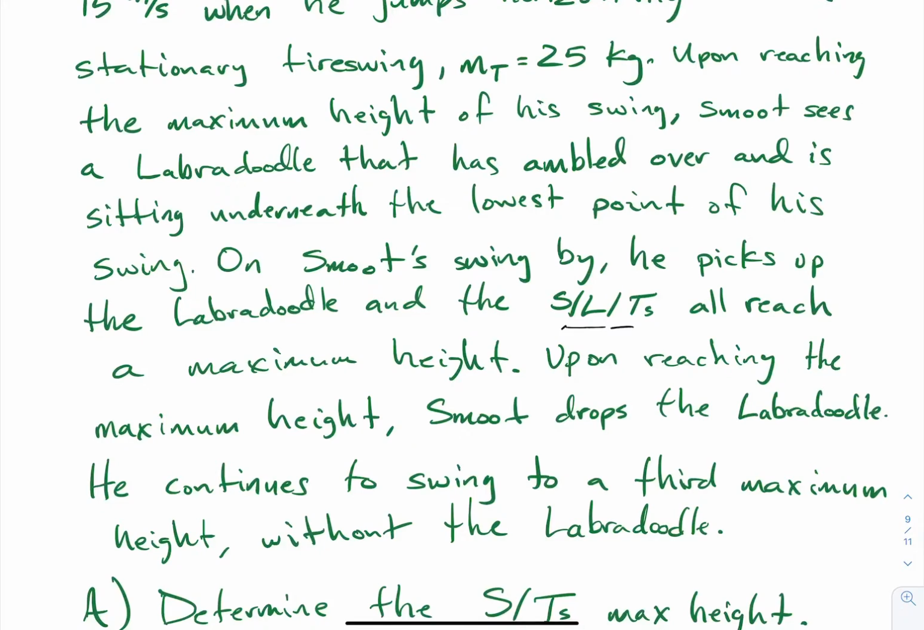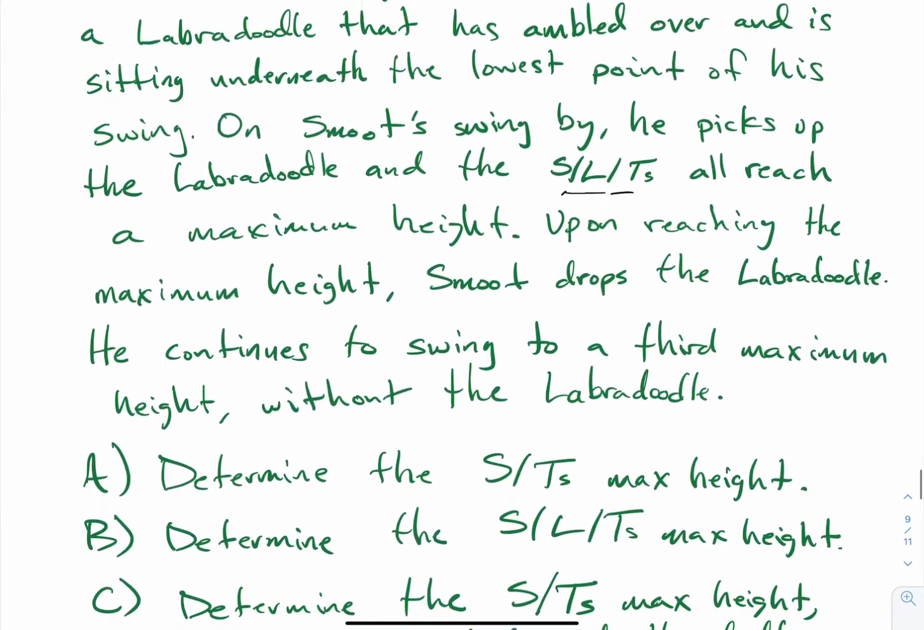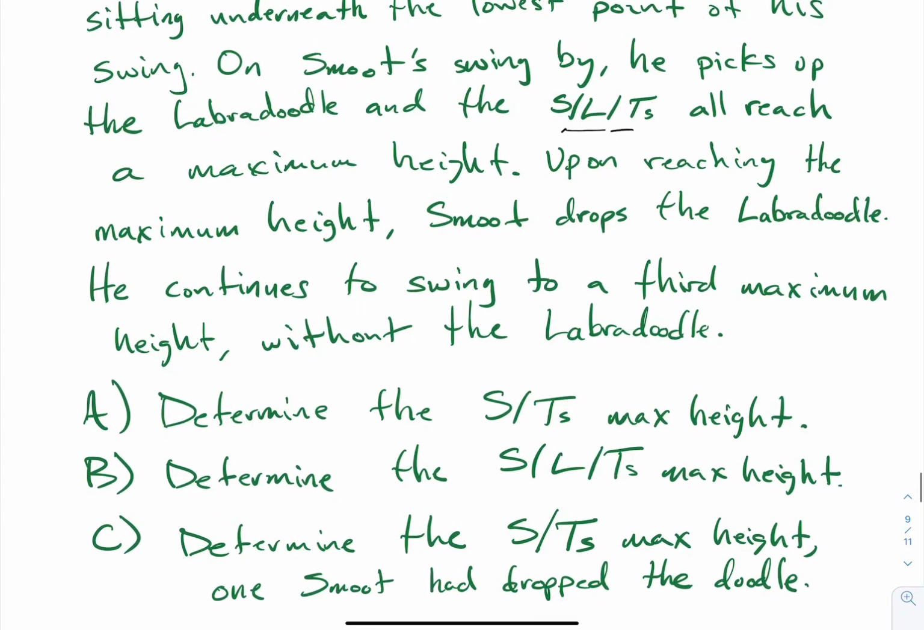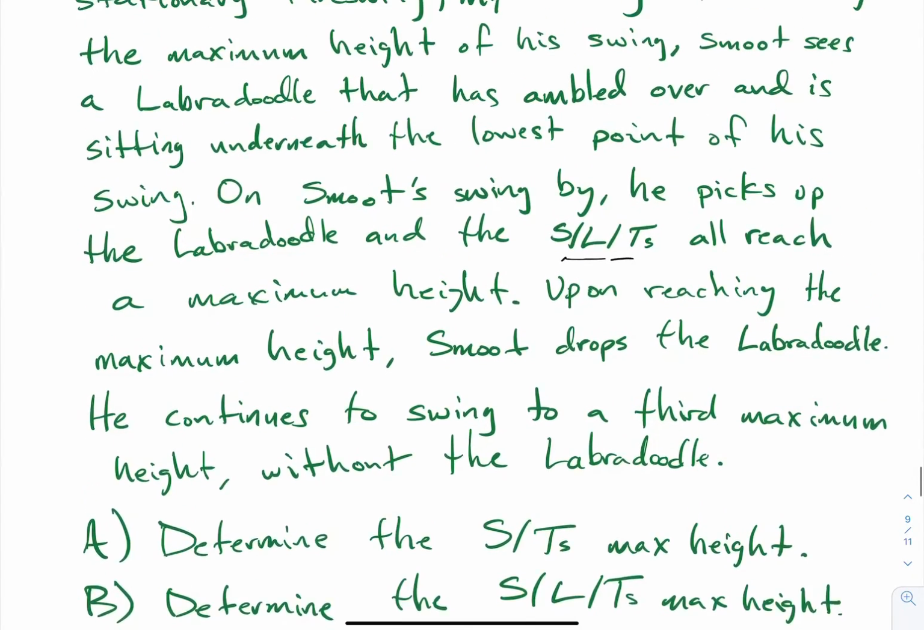And we're going to have three parts. We're going to have to determine the Smoot tire swing max height, the first max height. Then we're going to determine the Smoot labradoodle tire swing system max height, the second max height. And finally, we'll determine the third max height reached only by Smoot and the tire swing after he drops the doodle.